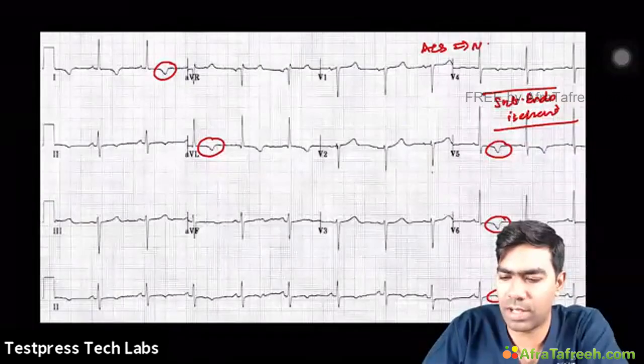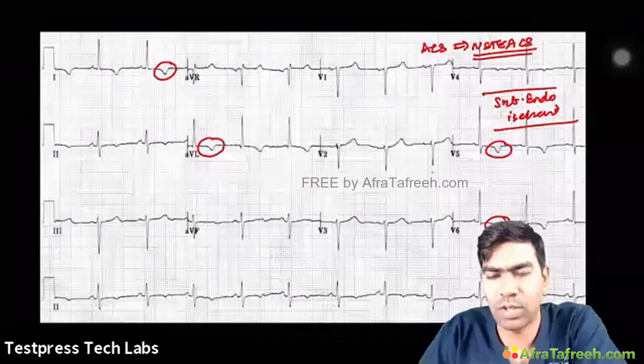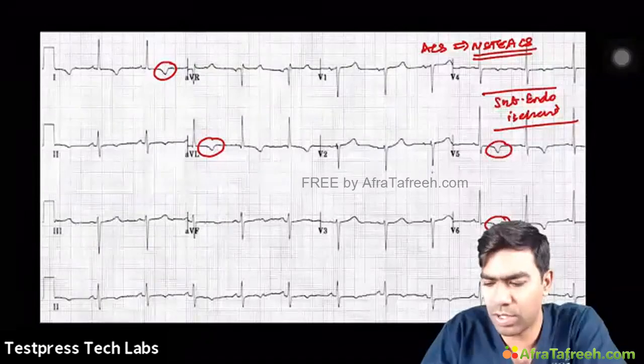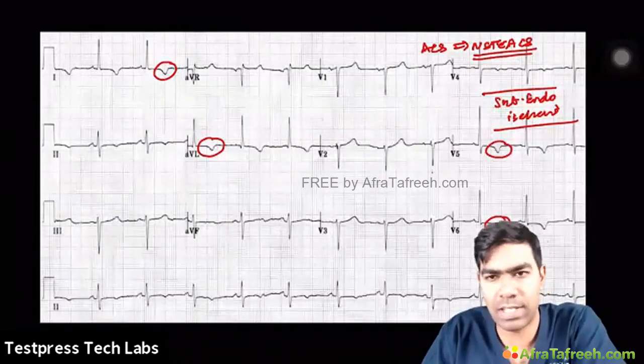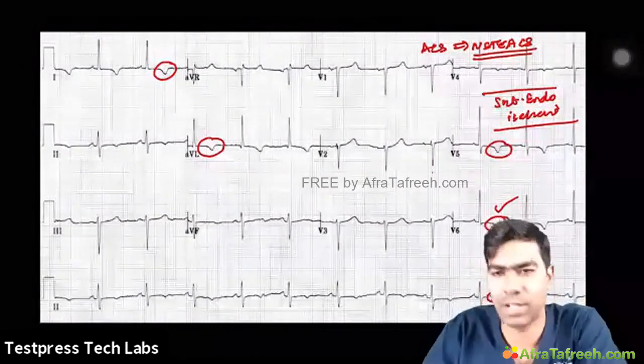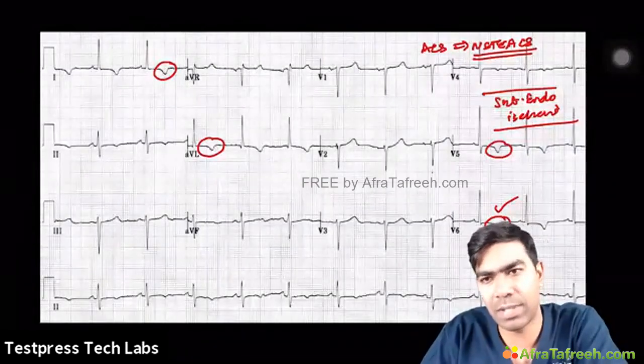That will be an NSTACS. That will not be an STACS, because here you're seeing only T wave inversion. This is an NSTEMI or an unstable angina complex. So this finding usually goes more towards an unstable angina than an NSTEMI. Whenever you see only T wave inversions, only isolated repolarization abnormality, then it must be a less severe form of NSTEMI, that is an unstable angina.